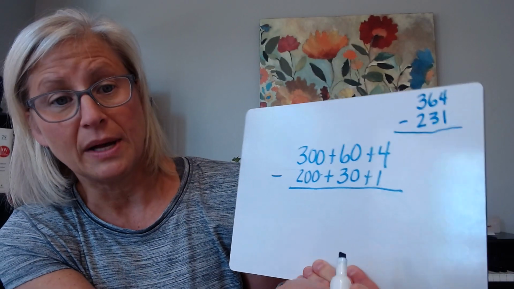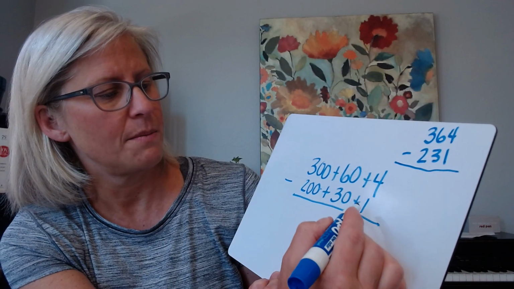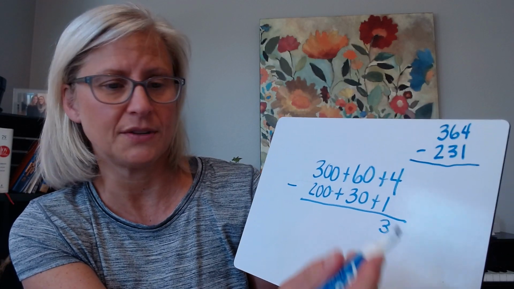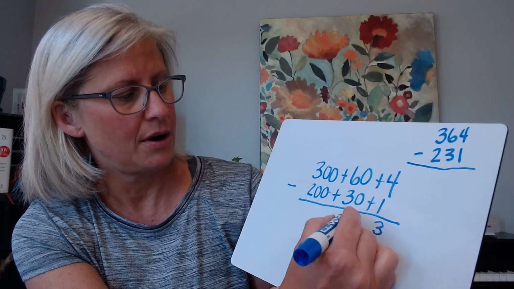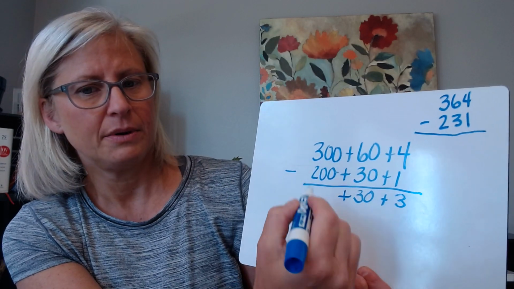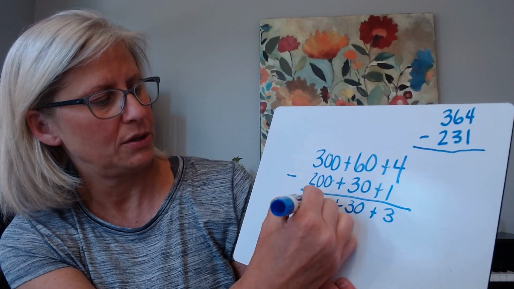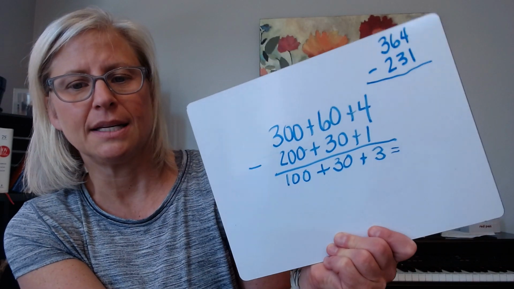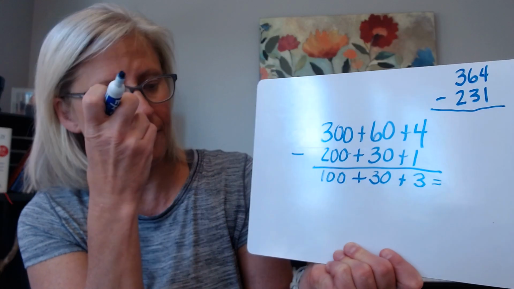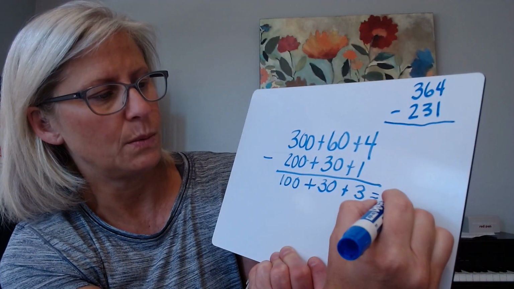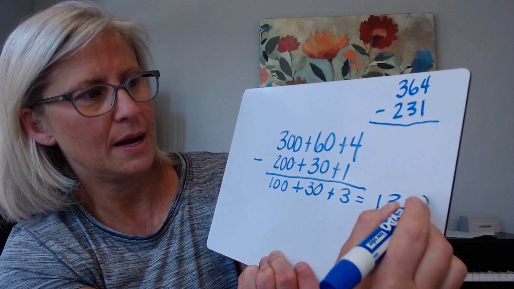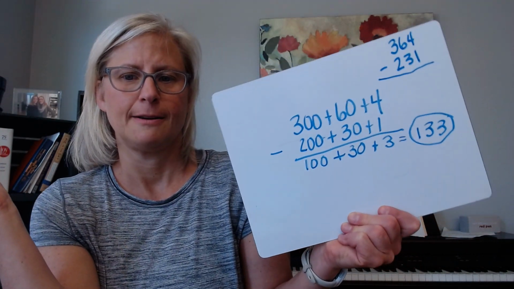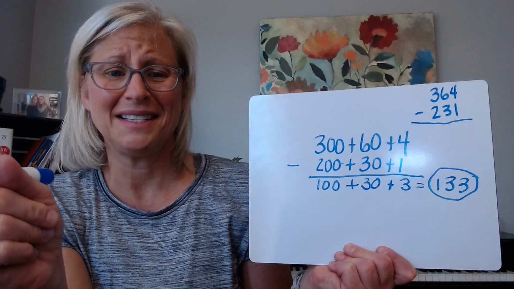Okay, ones this time. Again, it doesn't really matter when you do it this way. 4 minus 1 is 3. 6 minus 3 is 3, so 60 minus 30 is 30. I'm going to put my plus sign in there. 300 minus 200 is 100, plus 1. There you go. Now I have to put my number back together. That's my answer, just in this expanded form. 100 plus 30 plus 3: 100, 3 tens, 3 ones. There is my answer, 133.